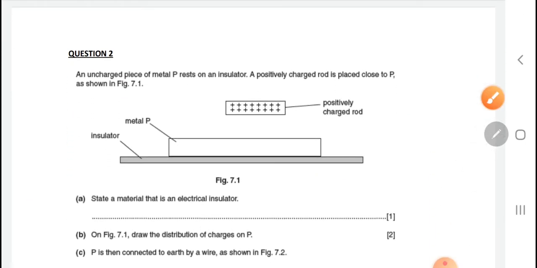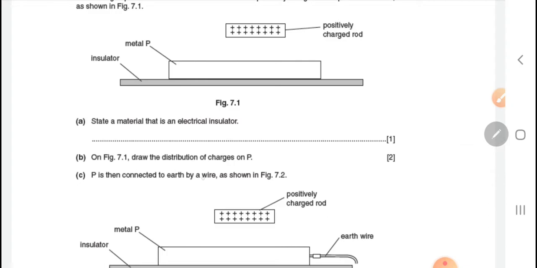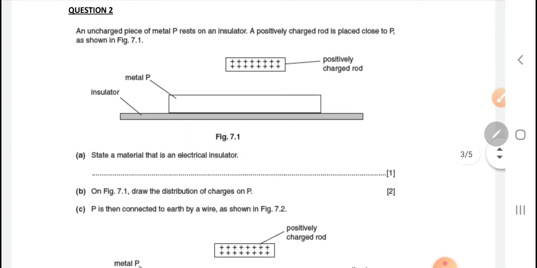Question 2. An uncharged piece of metal P rests on an insulator. A positively charged rod is placed close to P as shown in figure 7.1. State the material that is an electrical insulator. So you can write plastic, polythene, wood; any insulator will be accepted. On figure 7.1, draw the distribution of charge on P.